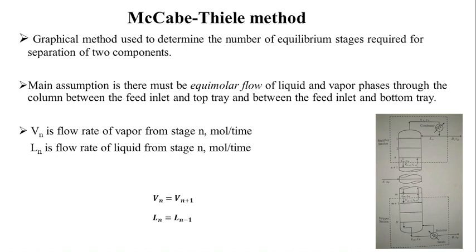So if Vn is the flow rate of vapor from stage n, then Vn will be equal to Vn plus 1, where Vn plus 1 is the vapor flow rate in stage n plus 1. And this is in moles per time. Similarly, Ln is equal to Ln minus 1, where Ln is the flow rate of liquid from stage n and Ln minus 1 is the flow rate of liquid from stage n minus 1.